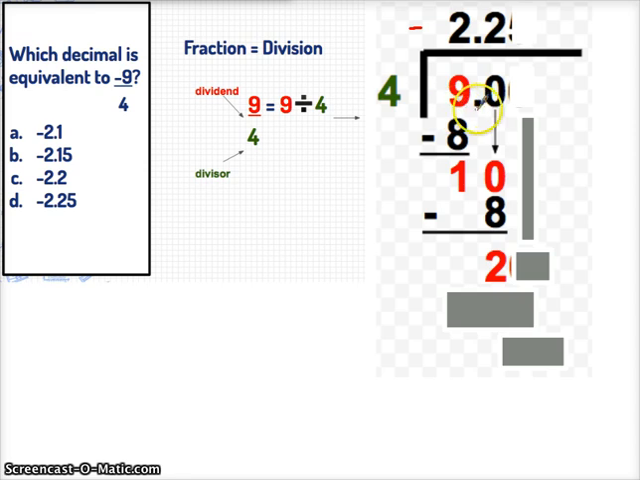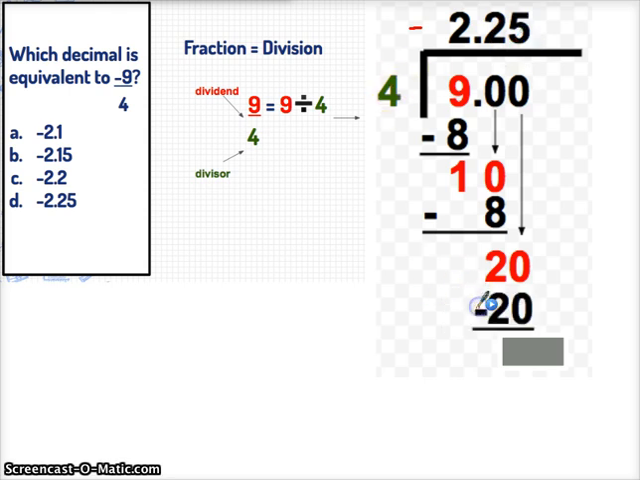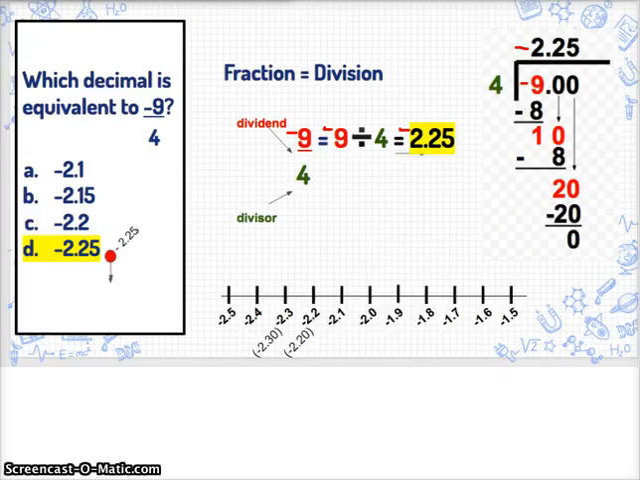So I rewrite 9 and 0 tenths as 9 and 0 hundredths and bring the 0 down. My new dividend is 20. 4 goes into 20 5 times. 5 times 4 is 20. And when I subtract, I have no remainder. So negative 9/4, or negative 9 divided by 4, is equivalent to the decimal negative 2 and 25 hundredths.